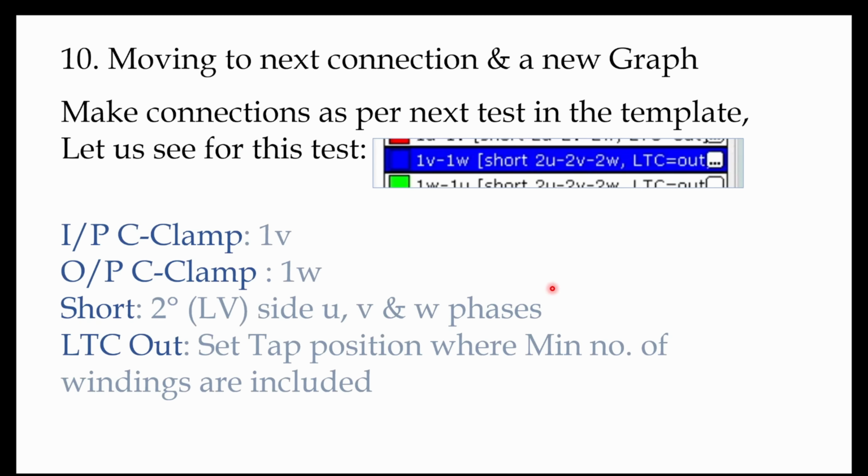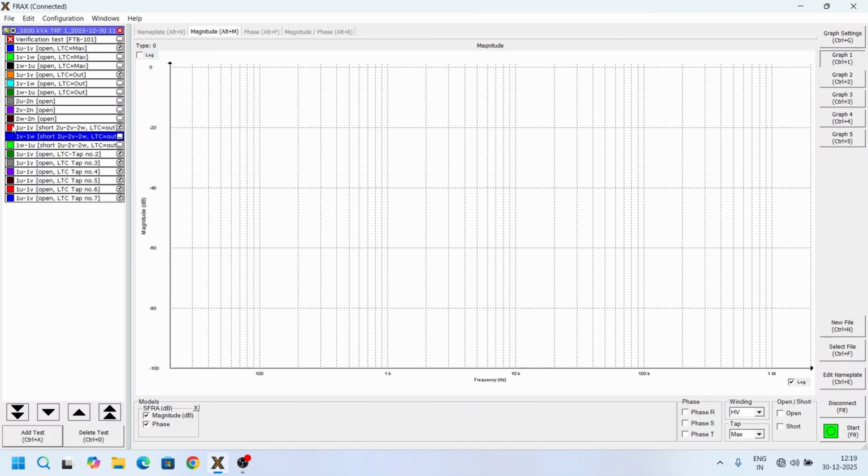Now moving to the next connection, we will see connection for this test. 1V, 1W, short 2U, 2V, 2W, and LTC out. That is, input C clamp is connected to 1V, output C clamp is connected to 1W, and the secondary LV side U, V, and W phases are shorted. LTC is in out condition. That means transformer tap is selected where minimum number of windings are present in the high voltage side.